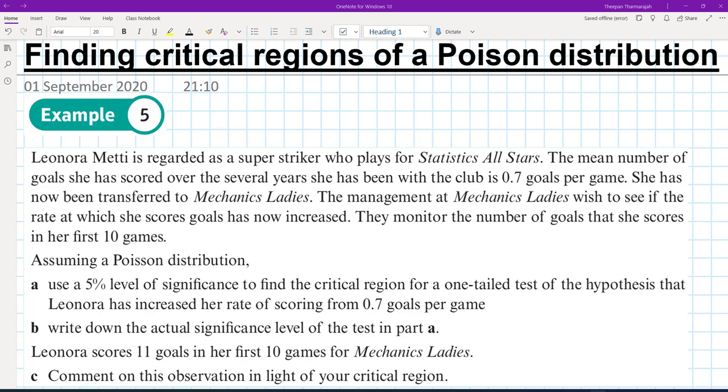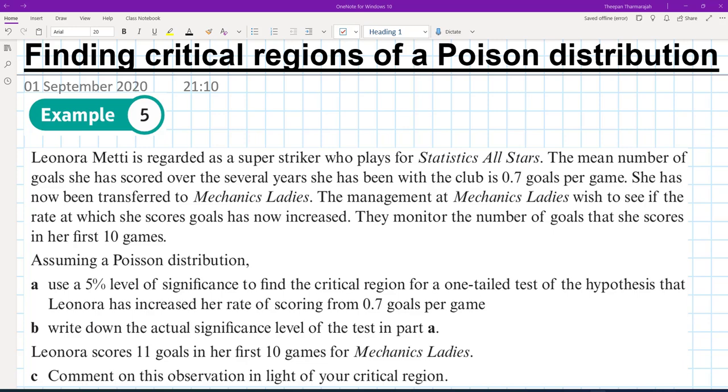So let's take an example here. Lionel Messi is regarded as a super striker who plays for Statistics All-Stars. The mean number of goals she's scored over the several years she has been with the club is 0.7 goals per game. She has now been transferred to Mechanics Ladies.